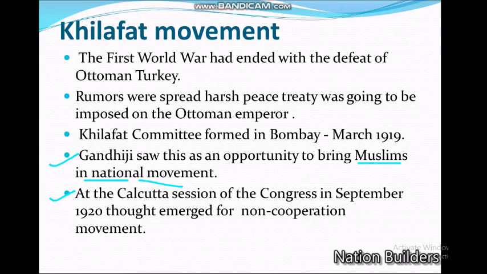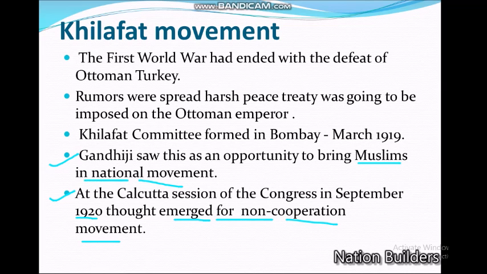At the Calcutta session of the Congress in September 1920, he convinced other leaders of the need to start a non-cooperation movement in support of Khilafat as well as for Swaraj. The thought of a non-cooperation movement emerged, and there was discussion to support the Khilafat also. So in this way, the new movement emerged from this crisis and support to the Khilafat movement.